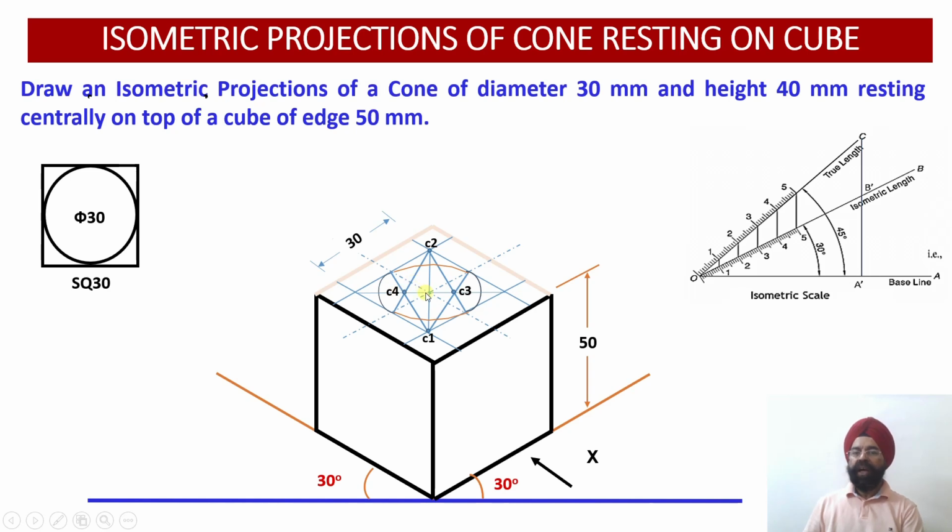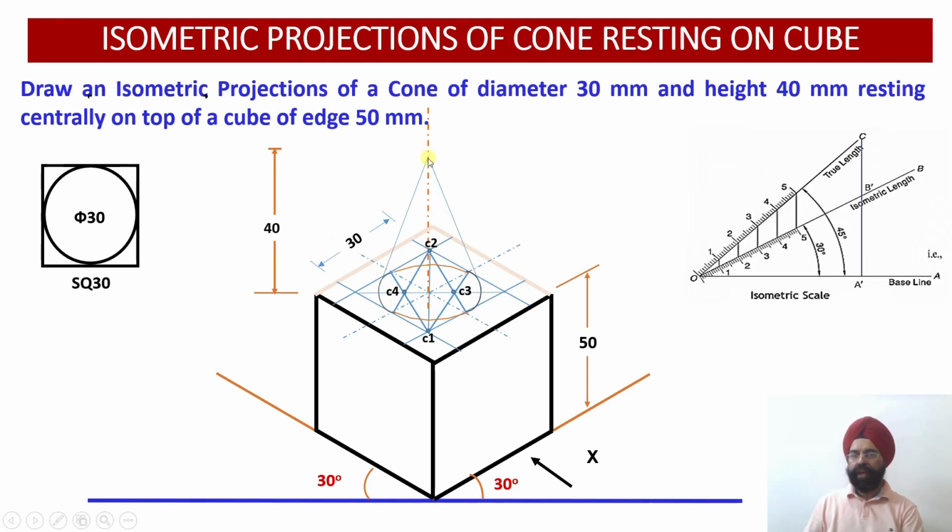Now we are going to draw the axis. How much is the height of this cone? 40 millimeter. So from the center point over here, I am going to measure 40 millimeter isometric length. With respect to this center, I have measured the axis length equal to 40 millimeter. This is my axis, so I mark 40 millimeter, and the apex point O of the cone will be located over here.